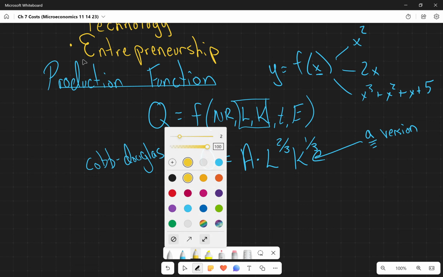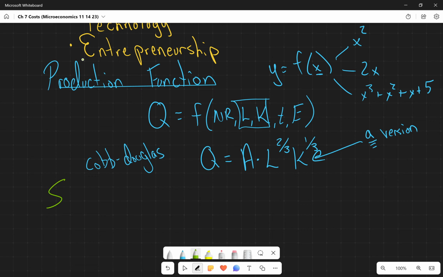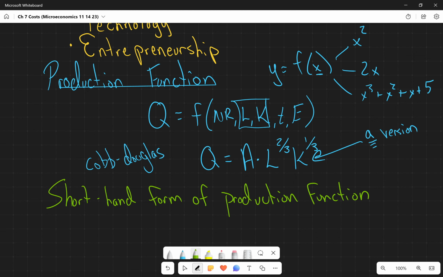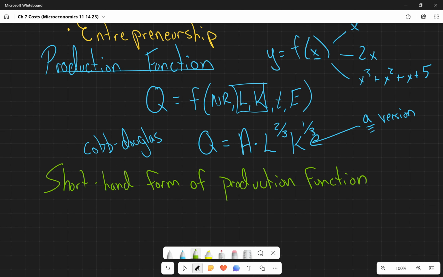So the shorthand formula for the production function is as follows. Yes, we all know that there are 5 elements that go into it, but our shorthand version is just going to be looking at labor and capital, those elements that we can easily, apples to apples, make comparisons with. We pay laborers in dollars, we buy capital with dollars, so we can value both in dollars, unlike technology, entrepreneurship, and natural resources.